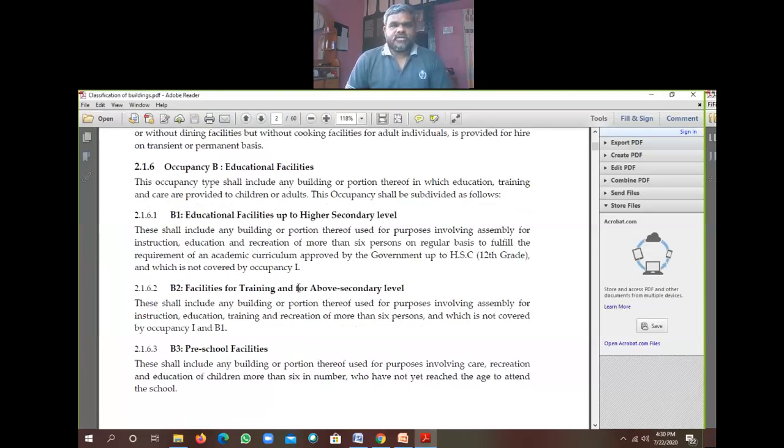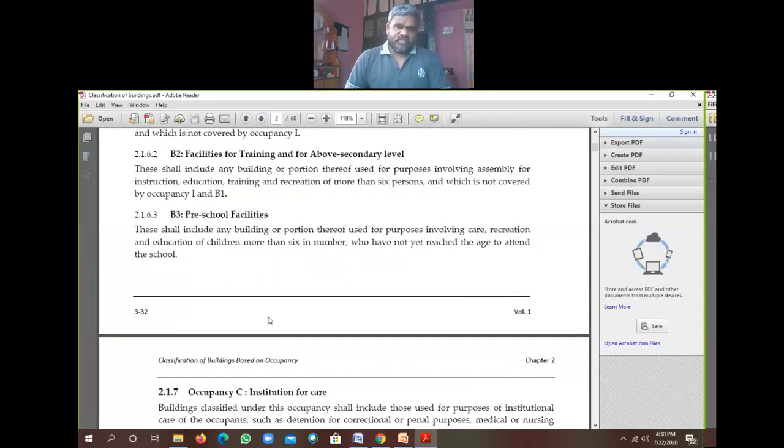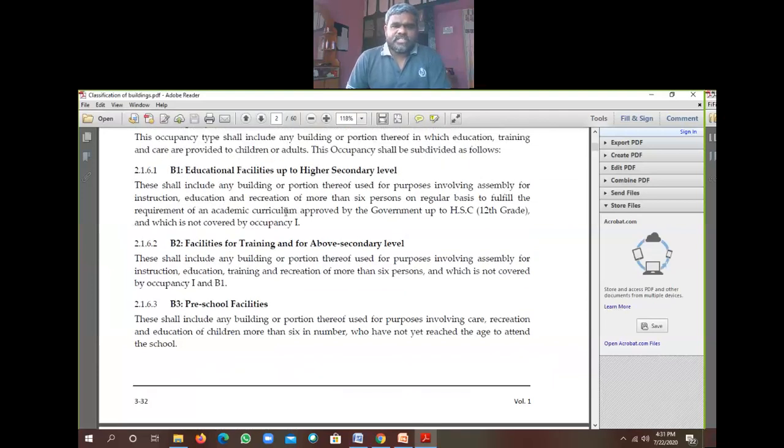This occupancy type shall include any building or portion thereof in which education, training, and care are provided for children or adults. This occupancy is again further subdivided into B1, B2, B3, three types. B1 is educational facilities up to higher secondary level. B2 is facilities for training and above secondary levels. And B3 is preschool facilities, right?